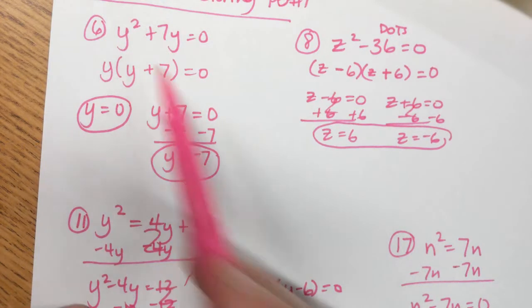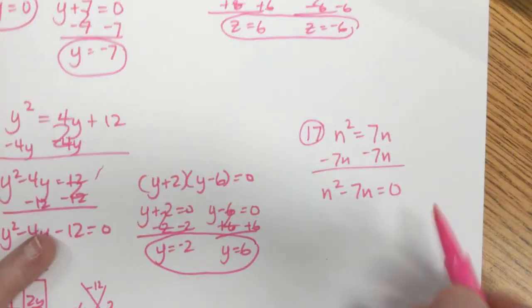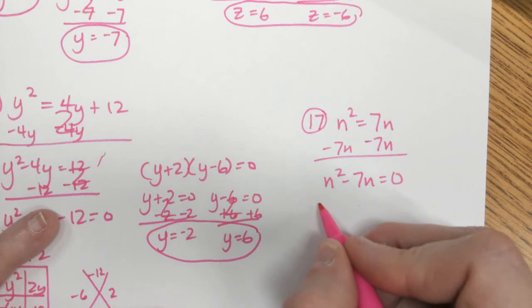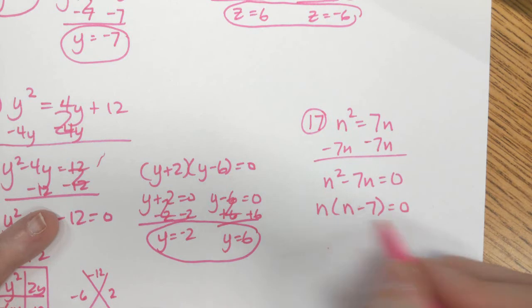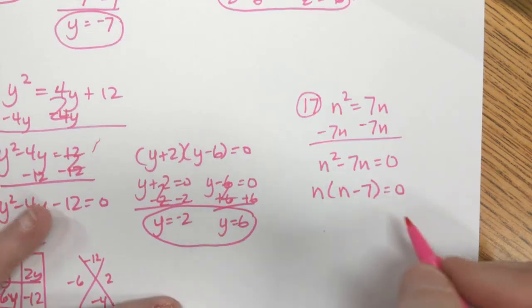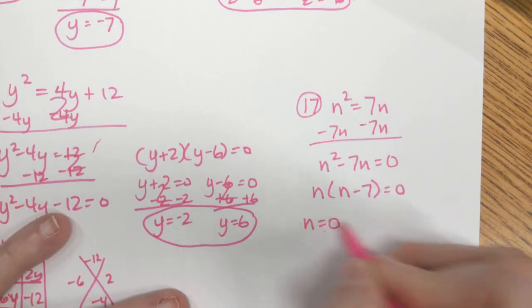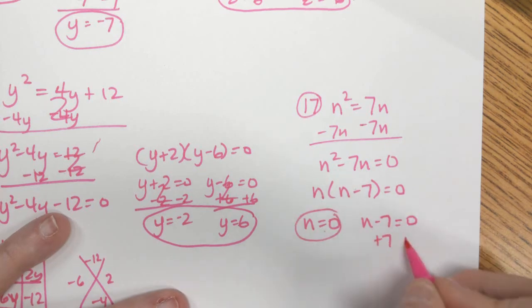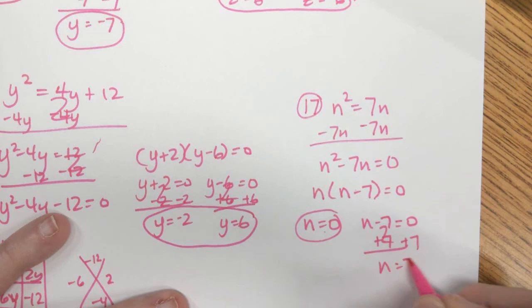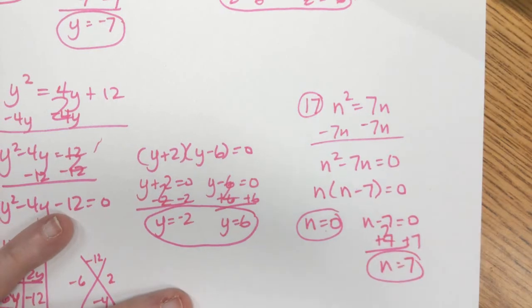Now, this looks exactly the same as number 6, except instead of y's, we have n's, and we have a minus sign. So I'm going to take out my GCF, which is n, and then, now that I've got everything linear, I'm going to set my factors equal to 0. n equals 0, and n minus 7 equals 0. Well, this one's already done, and that one I just have to solve.